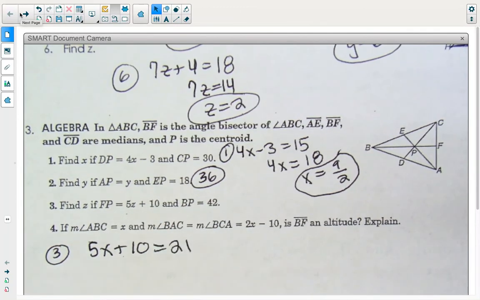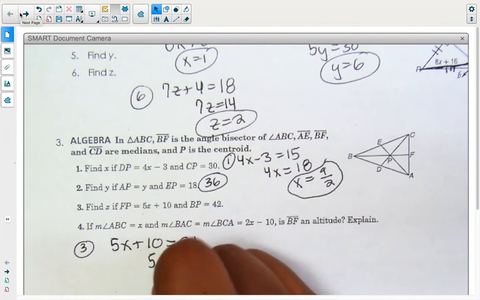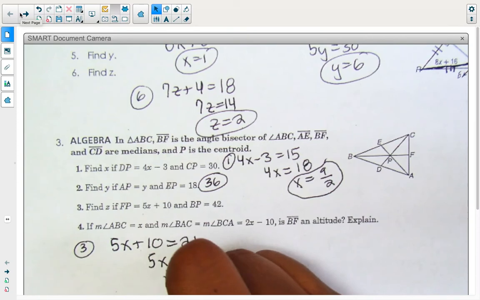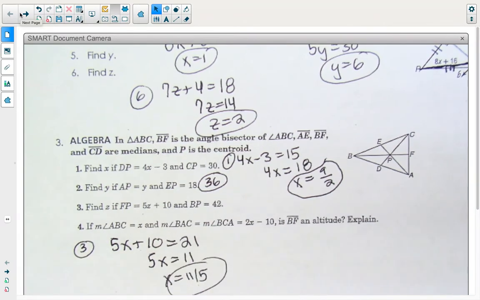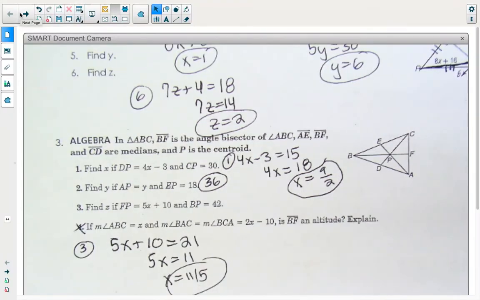I'll go through and we're going to solve this equation. Subtract 10 from both sides and divide. I got a fraction, but that's okay. Nothing wrong with a fraction. And this last one is going to require us to do a proof, but we're not going to be doing proofs, so don't worry too much about that.